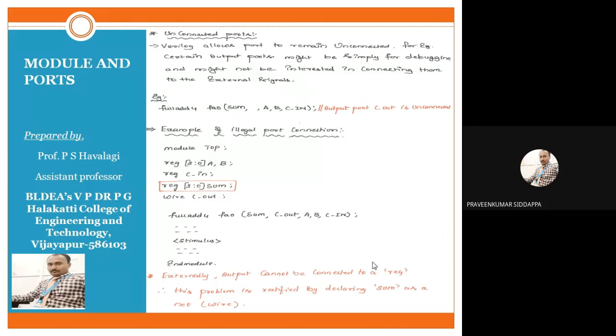Why should that syntax be an illegal port declaration? Anyone guess? Can you tell me the reason why that port declaration is illegal? Mantesh? Why is reg [3:0] sum an illegal port declaration? Anyone? No one?